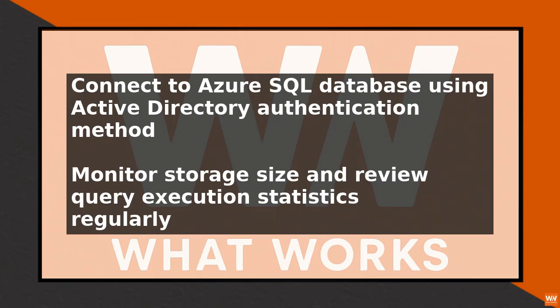In summary, configuring Query Store for Azure SQL Active Directory authentication involves enabling Active Directory authentication, creating a new user, enabling Query Store, configuring data retention and capture policies, and connecting to the database using Active Directory authentication. By doing so, you can gain valuable insights into your query execution statistics and wait statistics, and make data-driven decisions to optimize your database performance.